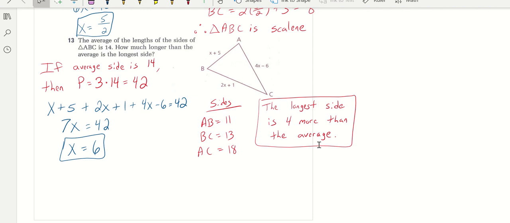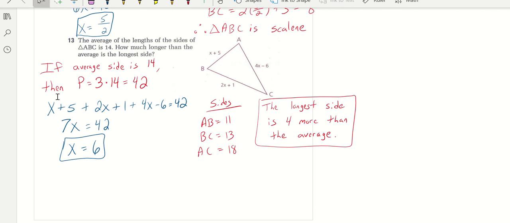Well, what if we have an average of 14 a different way? Like maybe 13, 14, and 15. 13, 14, 15, those three numbers have an average of 14. Let's add that up. 13 plus 14 is 27, plus 15 is 42. So no matter how you add it up, if the average is 14, then the perimeter is going to be 42. Once we know the average of the sides, 3 times the average, that's going to be your perimeter.